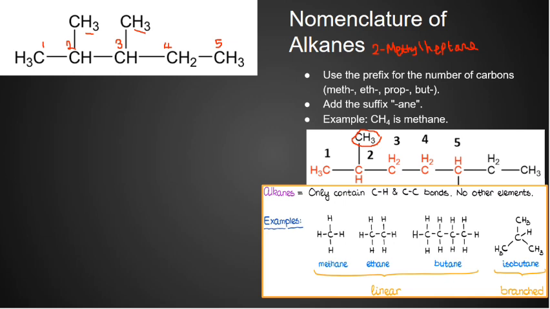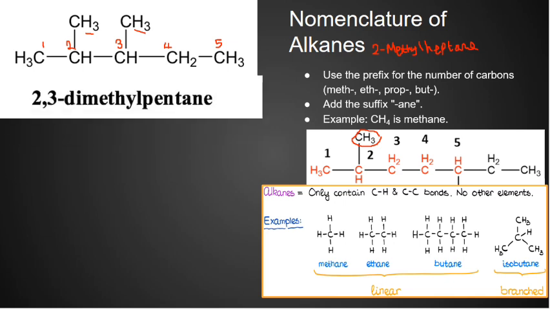Remember, we have 2 substituent groups. This is one and this is another one. Then you consider the longest chain. So try and name it, pause the video and check later. So this is the answer, 2,3-dimethylpentane.